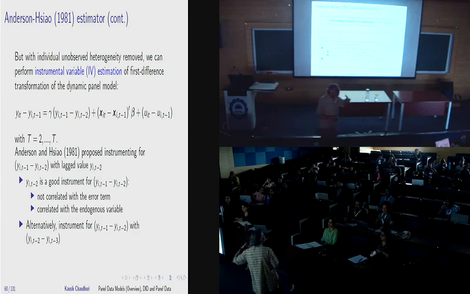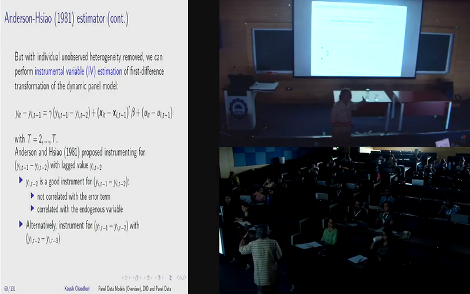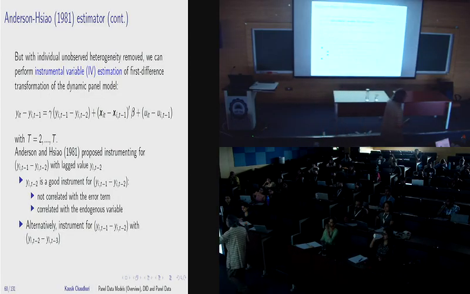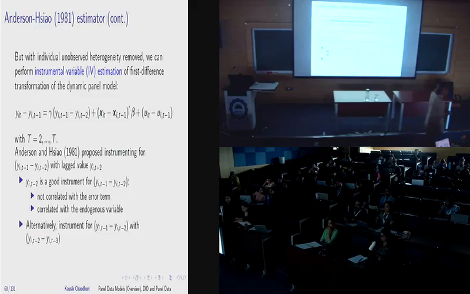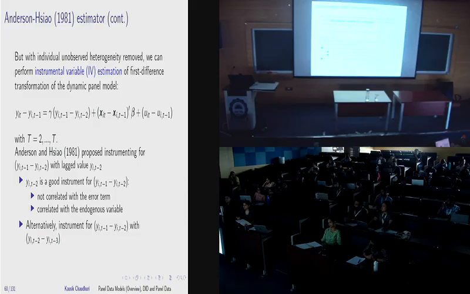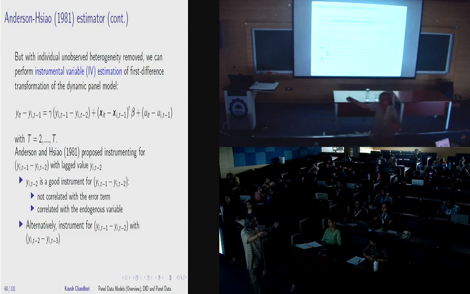So one other instrument instead of yit minus 2 could be yit minus 2 minus yit minus 3. Similarly, I can use yit minus 3 itself. I can also use yit minus 3 minus yit minus 4, provided I have the data. I can also use yit minus 4. So note my set of instruments is gradually increasing over time, right?